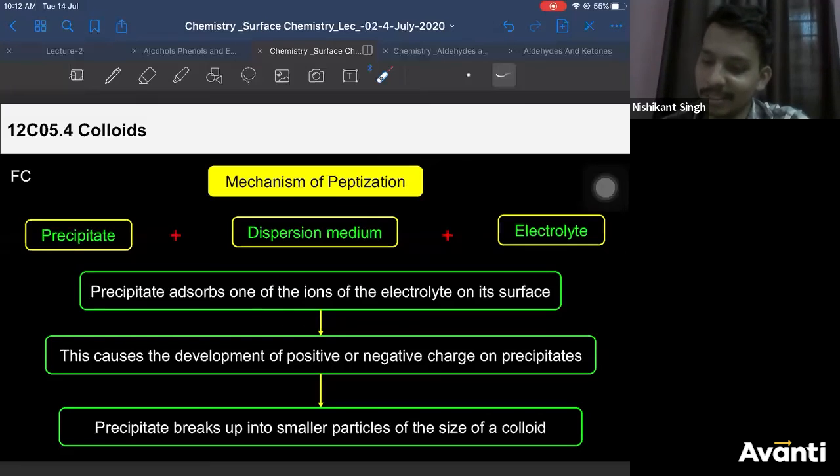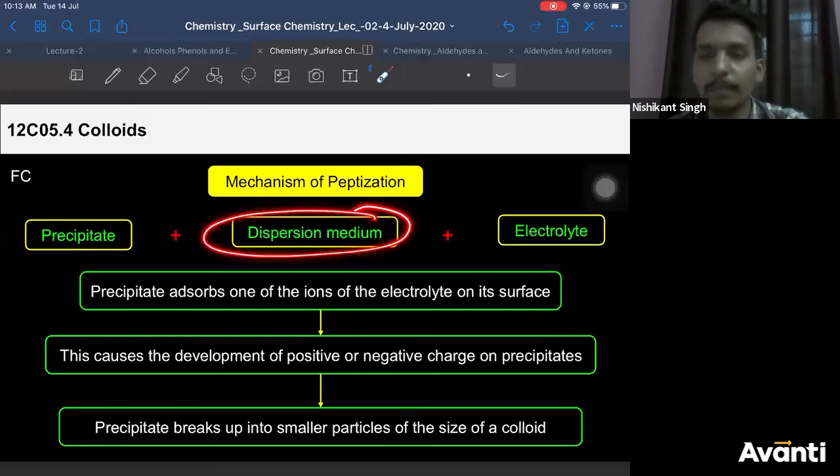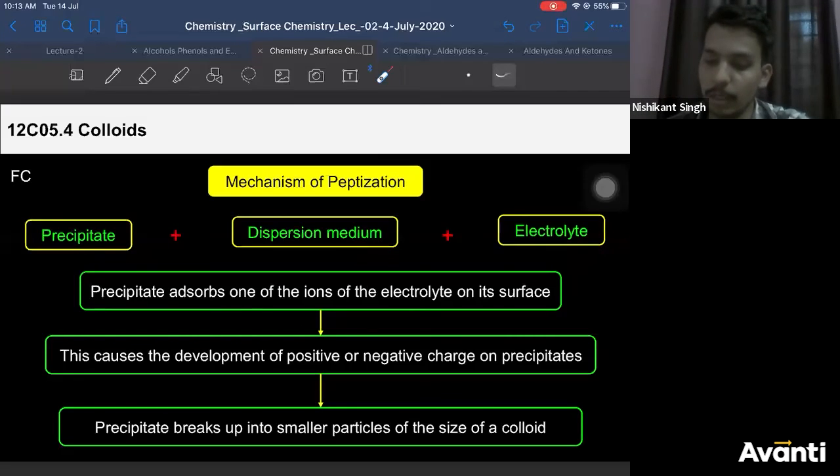So, mechanism of peptization. There is a precipitate. You dissolve it in your dispersion medium. You add your electrolyte. 3 components: precipitate, dispersion medium, electrolyte. Now see carefully. 3 steps.